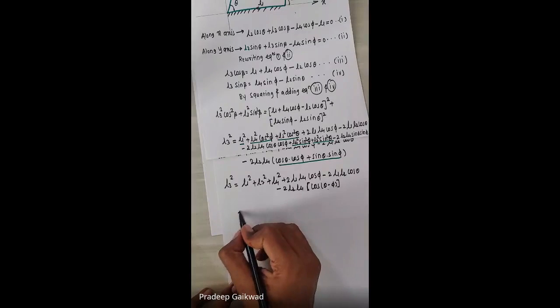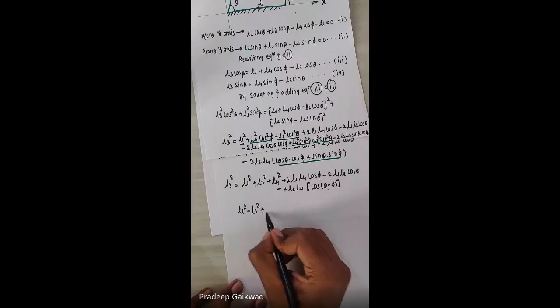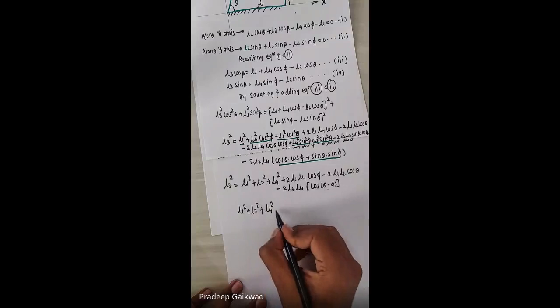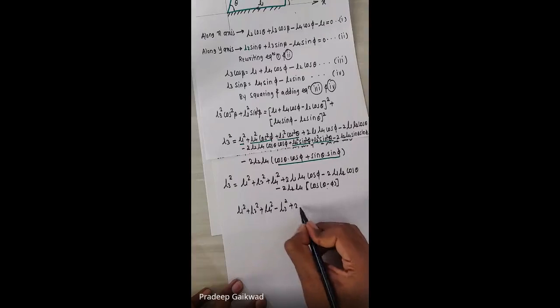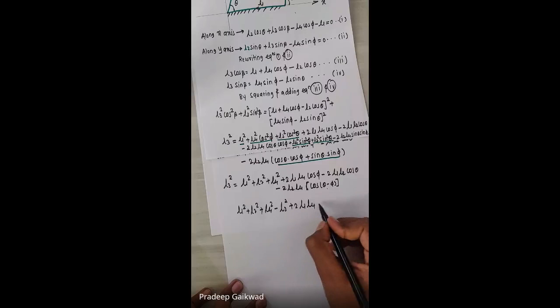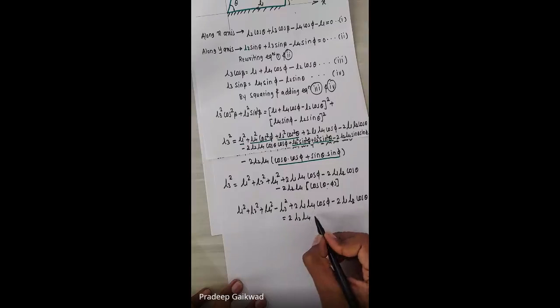So I just simplify it as L1 square plus L2 square plus L4 square. I take this L3 square here, so it is minus L3 square plus twice L1 L4 cos of phi minus twice L1 L2 cos theta. And this term to other side, so it is equal to twice L2 L4 in bracket cos of theta minus phi. This is my next simplification.